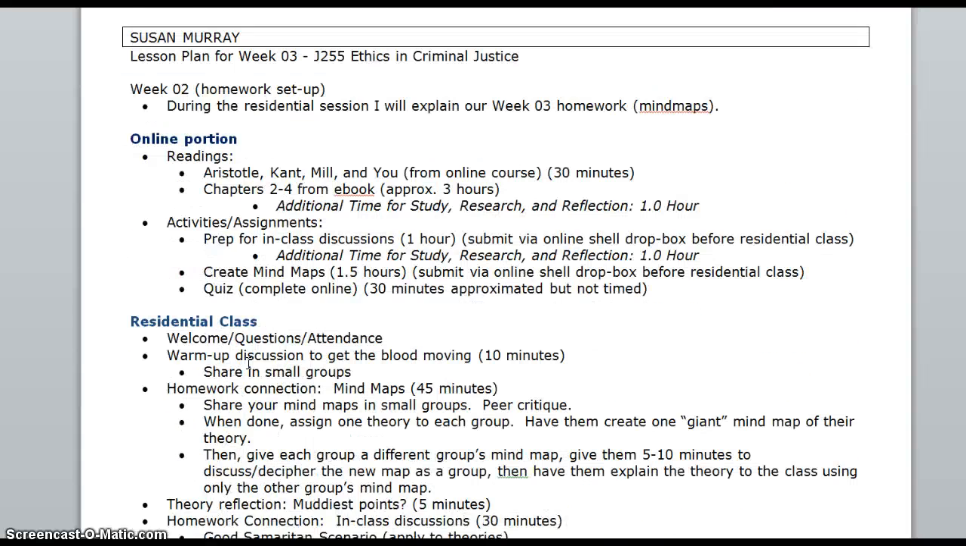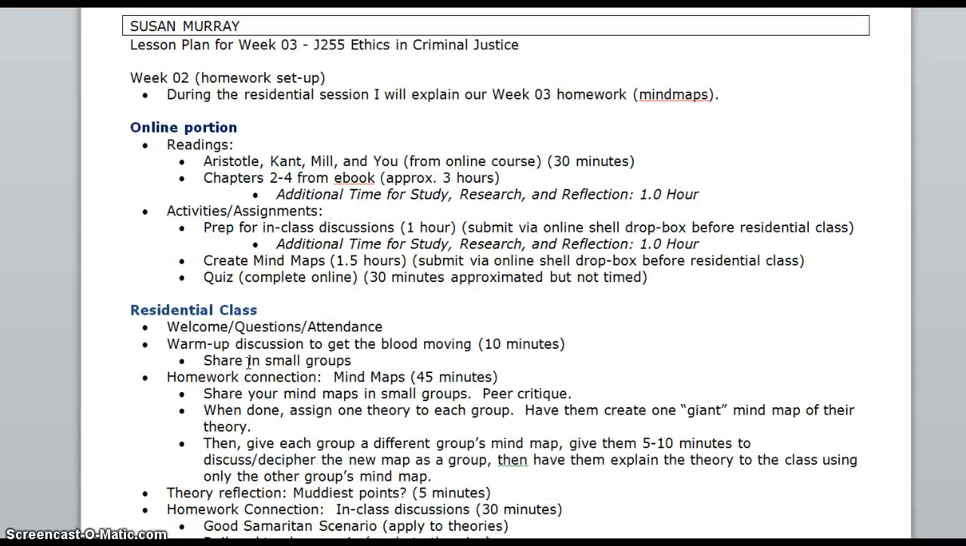And then furthermore, we have one more example further down on the page, really talking about how this instructor splits the time in the online environment for before the residential class and after the residential class. So there's going to be some reading. There's going to be some prep for in-class discussion. Notice that this is submitted via online shell Dropbox before the residential class. Same thing for these mind maps, submitted online before the residential class. And then the quiz will be completed.